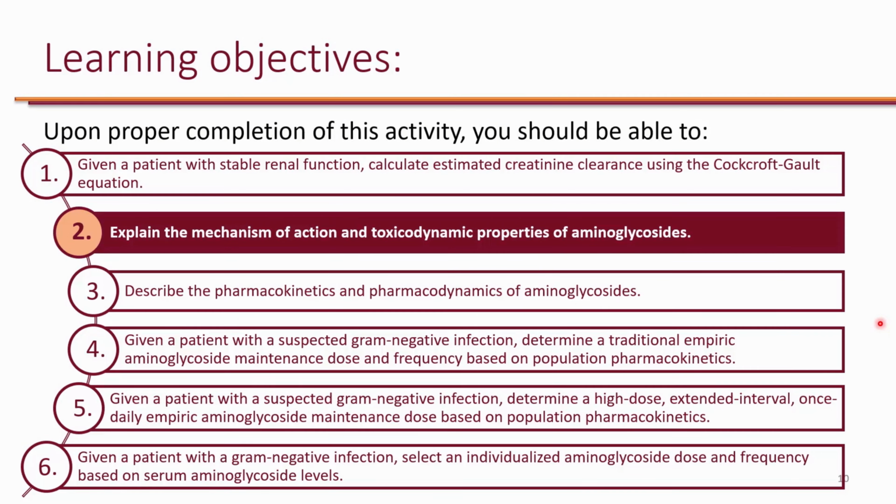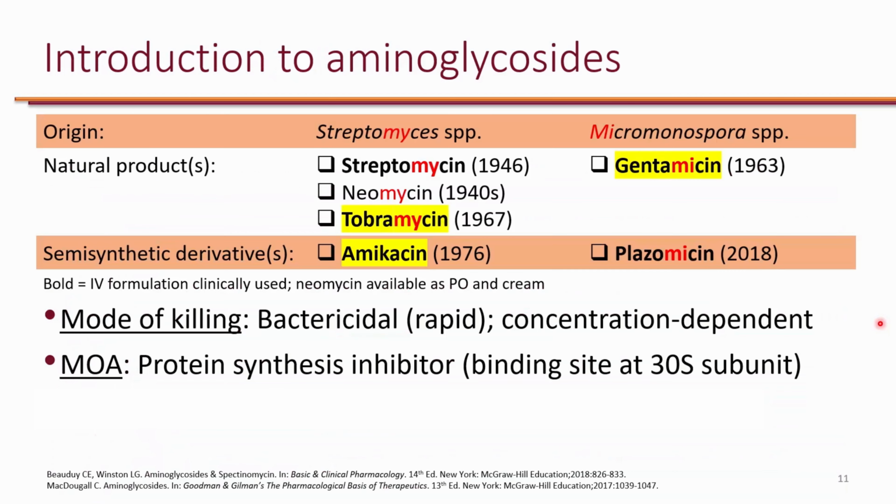Now, the next learning objective is to explain the mechanism of action and toxicodynamic properties of aminoglycosides. Most aminoglycosides are natural products that naturally exist in nature, and the naming of these aminoglycosides is actually based on the organism that they are derived from. So streptomycin, neomycin, and tobramycin are derived from Streptomyces species. We also have gentamicin, which is derived from Micromonospora species. We also have a couple of aminoglycosides, amikacin and plazomicin, that are semi-synthetic derivatives. So these are actually developed in the lab.